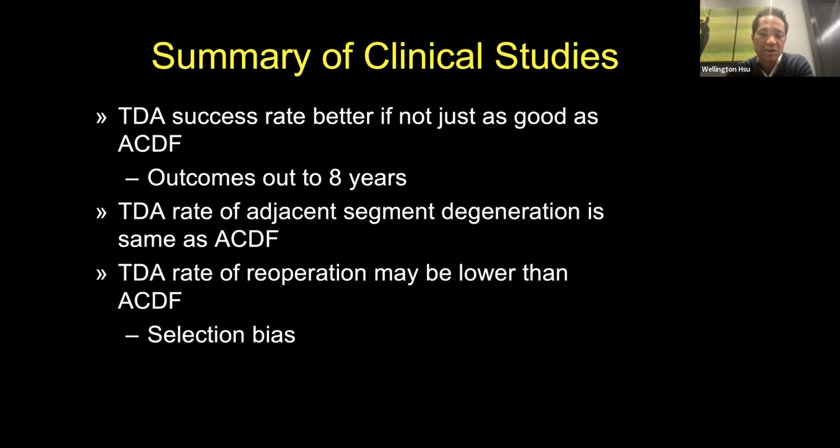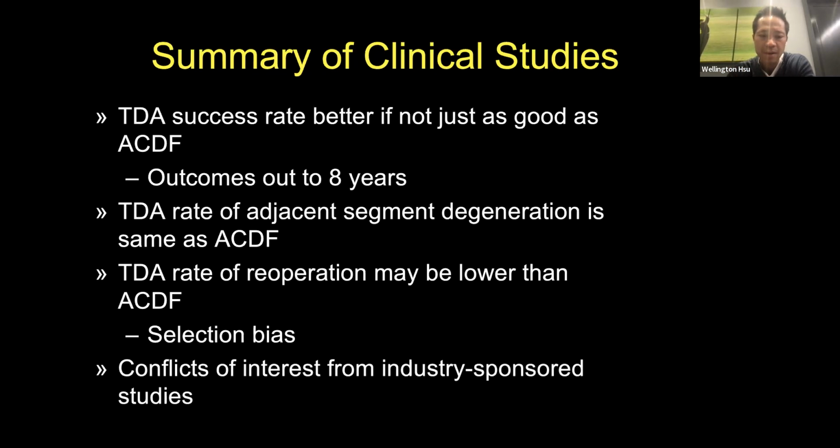And the rate of reoperation may be lower than ACDF, especially in two-level disease, but there are selection biases that we need to take into account. And the fact that we don't have data greater than 15 years, and many of our patients are in their 40s, so it's hard for us to say what the behavior of this arthroplasty would be 50 years from now. Conflicts of interest are always a topic. Certainly it doesn't mean that industry-sponsored studies don't mean anything, but we have to take that into account when we interpret this.